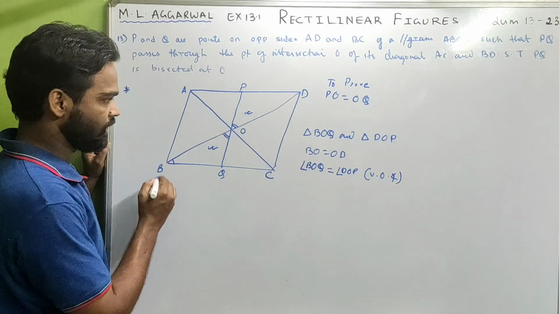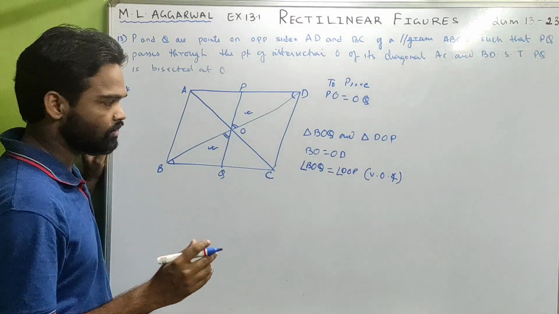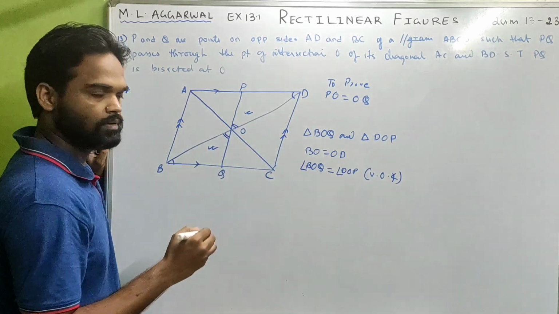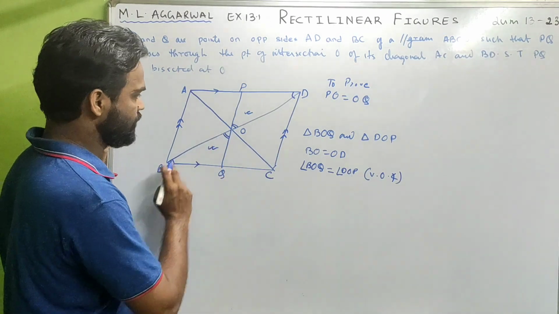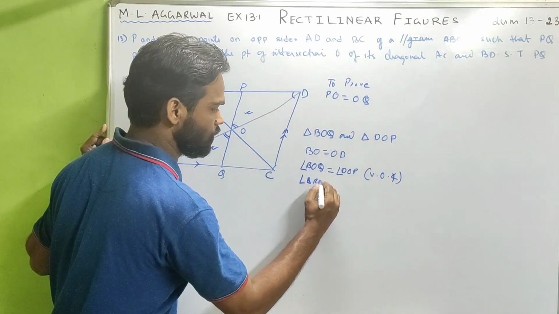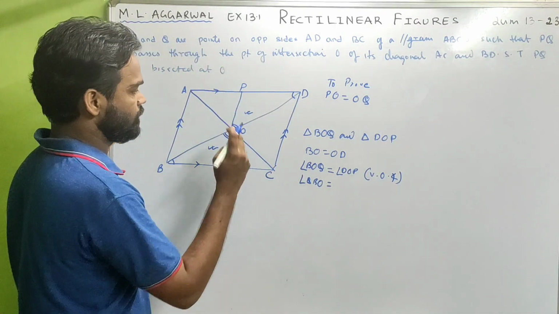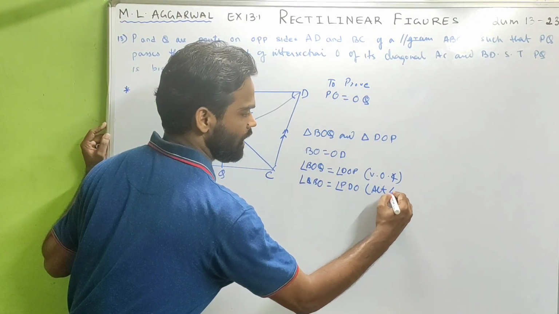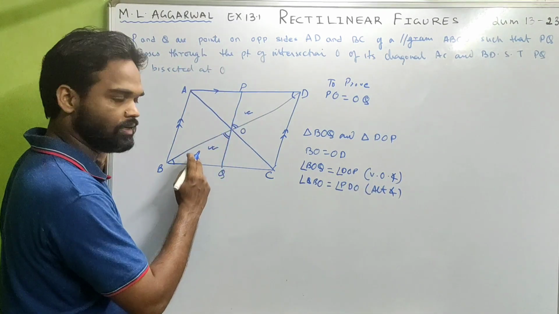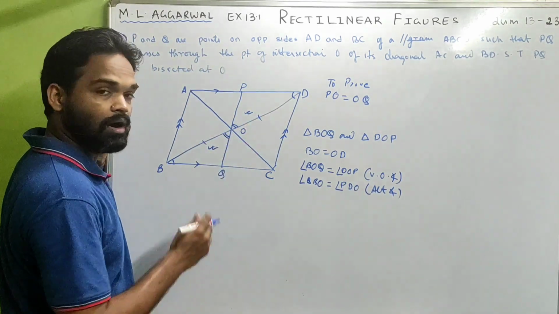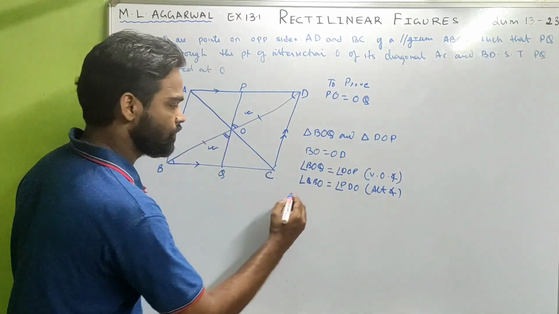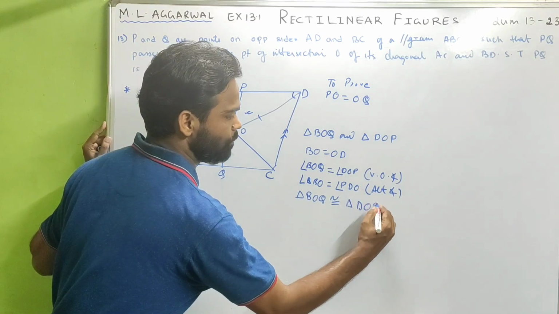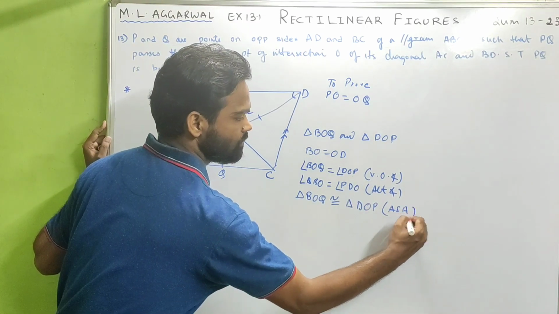Then look over here. This angle and this angle are equal, alternate angle, because these two are parallel and these two are parallel. Which means can I write angle QBO is equal to PDO. Why? Alternate angle. Which means these two triangles are congruent, angle side angle, which means triangle BOQ is congruent to triangle DOP, angle side angle, isn't it?